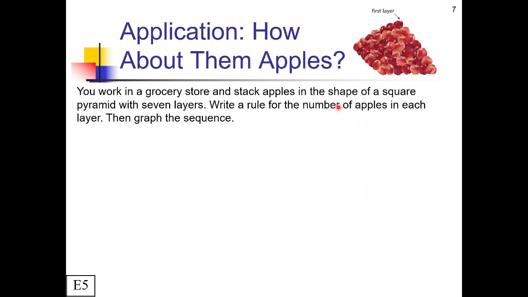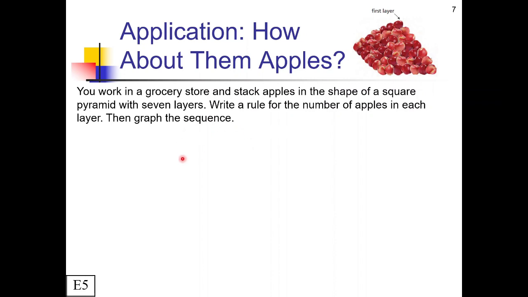For this problem, we have a big old pile of apples at a grocery store, and you're stacking these apples in the shape of a square pyramid with 7 layers. That's pretty elaborate. We want to write a rule for the number of apples in each layer, and then graph that sequence. So I'm going to have you pause the video and figure out the rule part on your own, and then we'll graph that together and I'll show you how you could do this on Desmos. So pause the video and give it a shot.